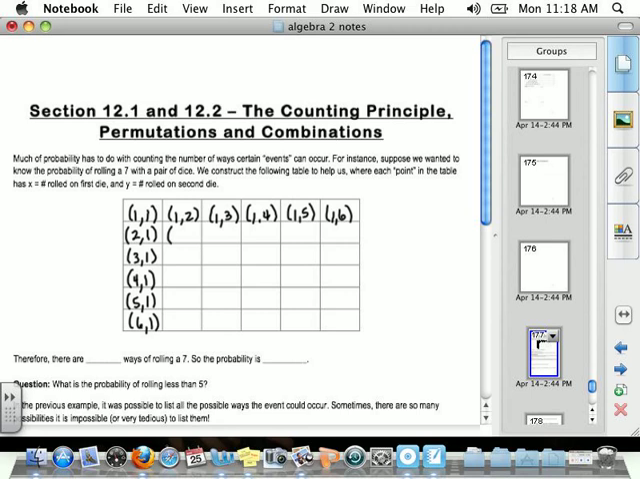So X is going to be the number rolled on the first die. Y is the number rolled on the second die. I always think of the dice having two different colors, so like a red die and a green die, so that way you can tell the difference between the two.